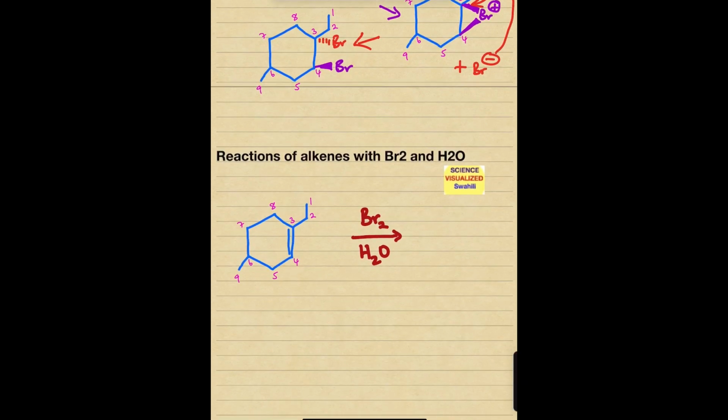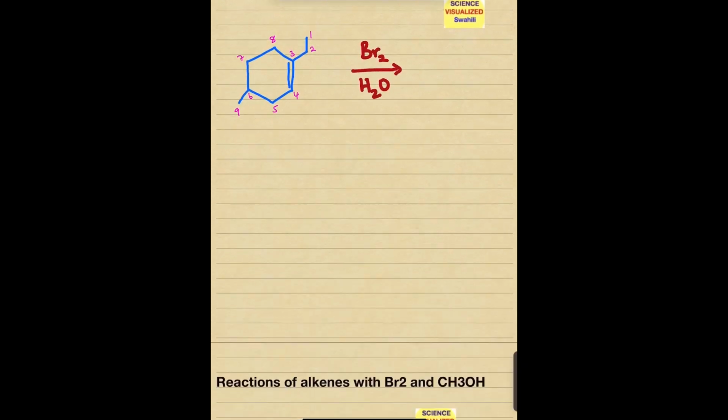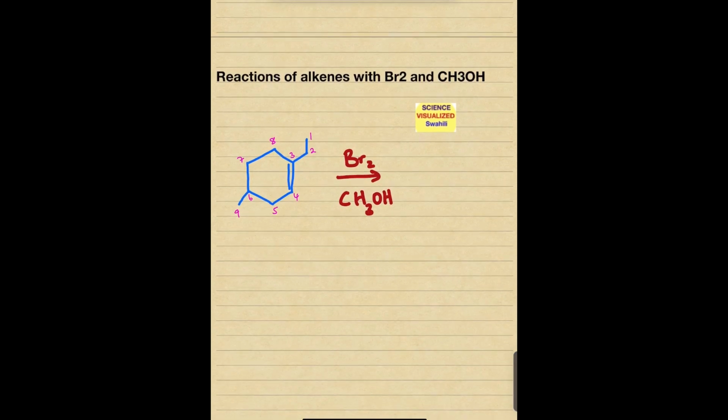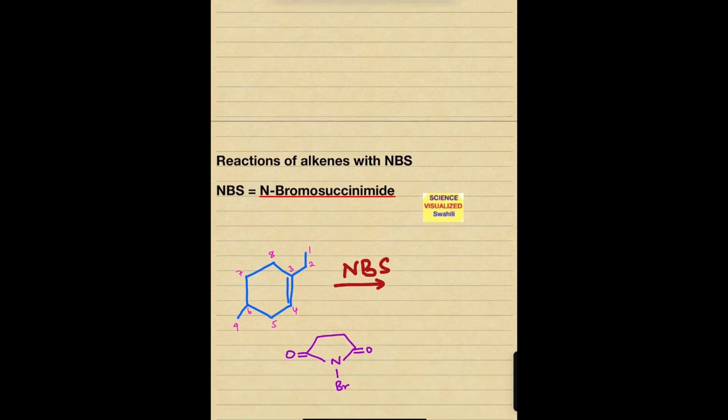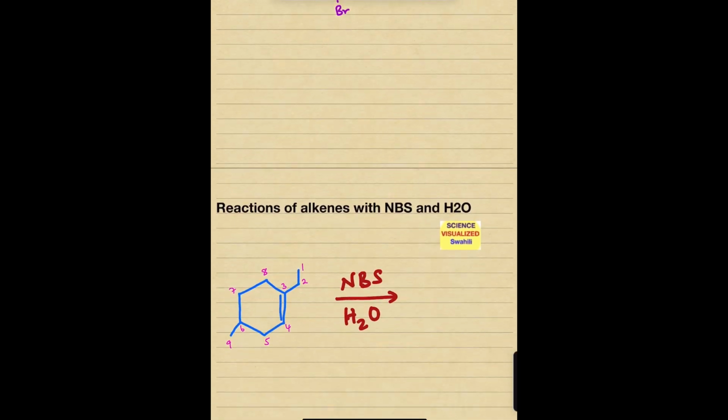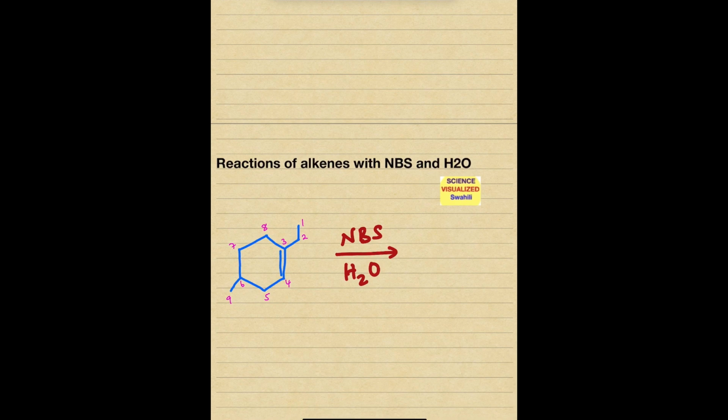Like the next reaction will be Br2 with water, and then we're going to look at Br2 with alcohol. In this case, we're going to use methanol. Then we're also going to look at NBS, N-bromosuccinimide. And lastly, alkene reaction with NBS and water.